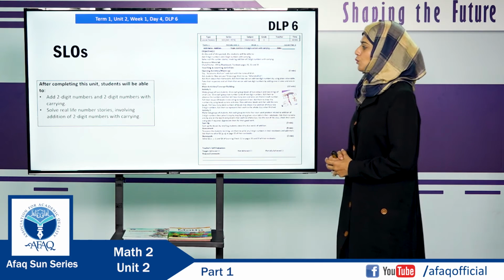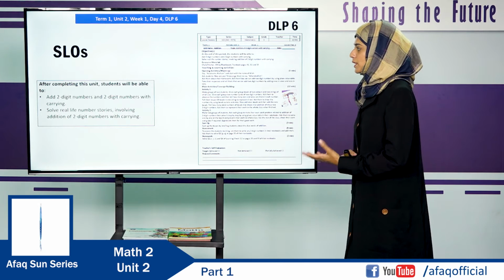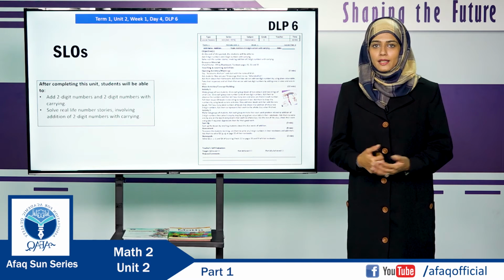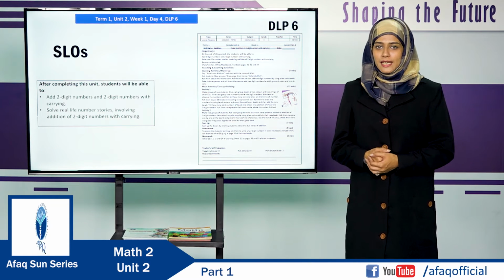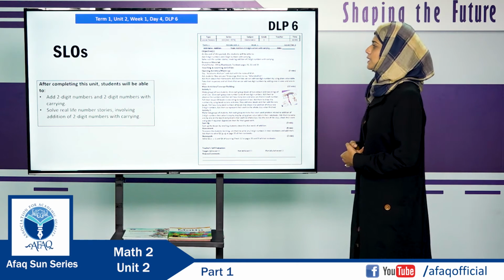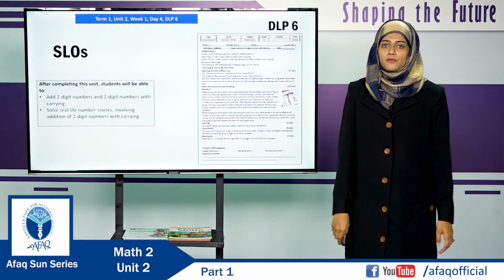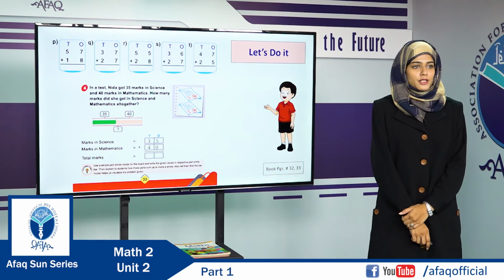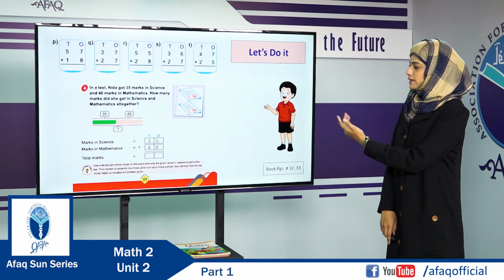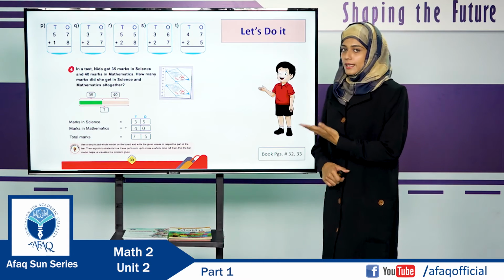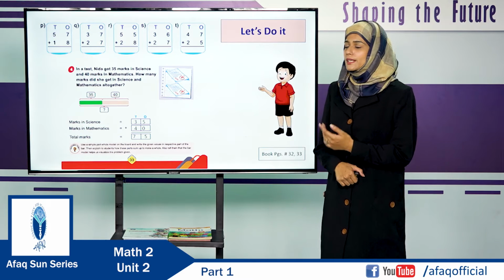In this SLO, we add two-digit numbers with two-digit numbers with carrying. To cover this, the methodology has been provided in DLP6, which falls in term 1 unit 2 week 1 of day 4. Now on page number 32 and 33, we have these exercise questions. Here is again a statement question. We have to read it carefully.